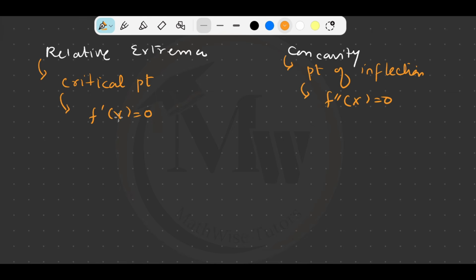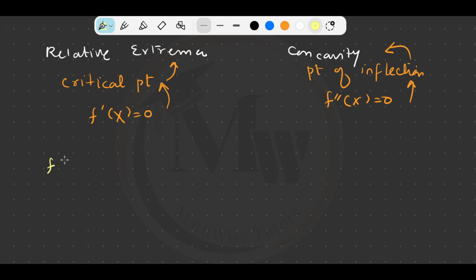So these are the first steps, the first derivative and the second derivative. Then using the first derivative, we go to the critical points, and using the critical points, we find the relative extrema, meaning relative maxima and relative minima both. And when we find the second derivative, we find the point of inflection, and by using the point of inflection, we find the concavity. So let's find the derivative of the function.